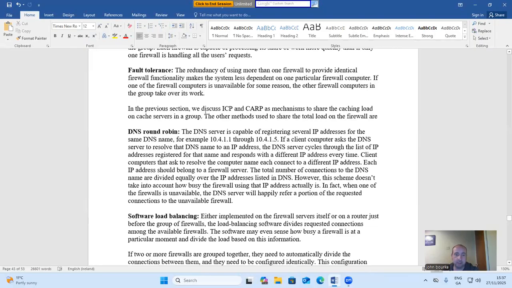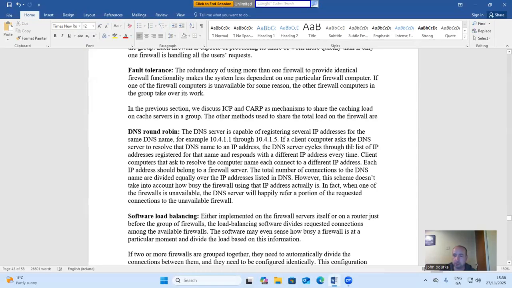In the previous sections, we discussed ICP and CARP to share the cache load among cache servers in a group. The other methods used to share the total load of the firewall are, first, DNS round robin. The DNS server is capable of registering several IP addresses for the same DNS name, for example 10.4.1.1 through 10.4.1.5.